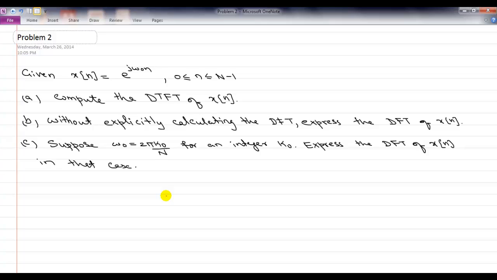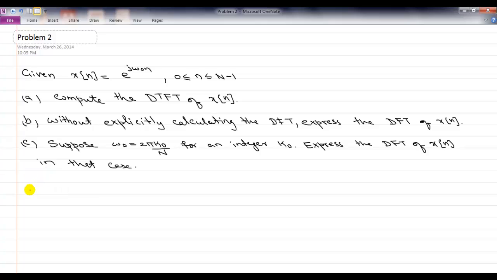So this is the second problem where you are given a sequence which is a complex sinusoid, but we are restricting the complex sinusoid to just N samples. Because in this class we are not talking about computing the DFT for infinite length sequences, so we are restricting it to N samples. And the first part is that we are asked to compute the DTFT now. The purpose of this problem is to be able to understand the relationship between the DTFT and the DFT.